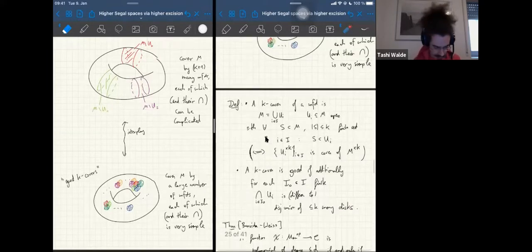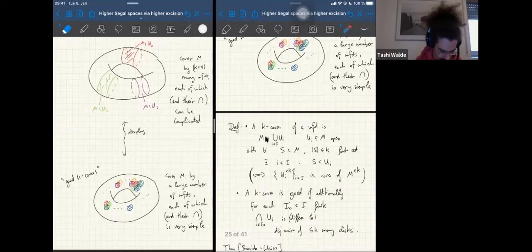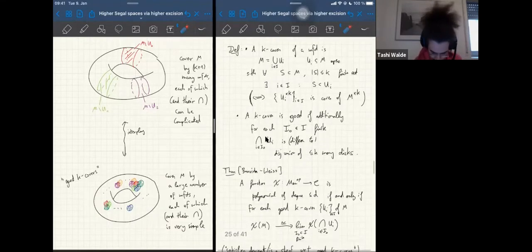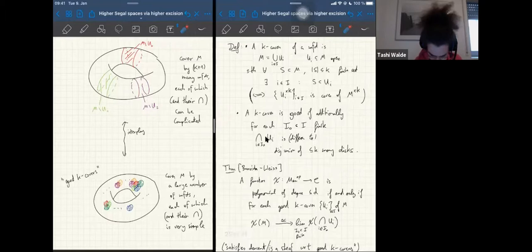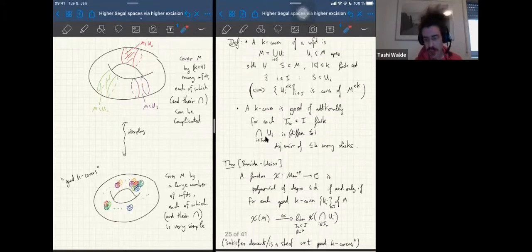So you really see this dichotomy here, where on one hand you have a small number of complicated pieces into which you're chopping your manifold. And here you have a very huge number, but of very small and simple pieces, where all the intersections are also small and simple and so on. And there is this theorem by Boavida and Weiss, which says that these two give equivalent definitions for polynomial functors. So a functor is polynomial of degree smaller equal d. Sorry, this should be a d, not a k.